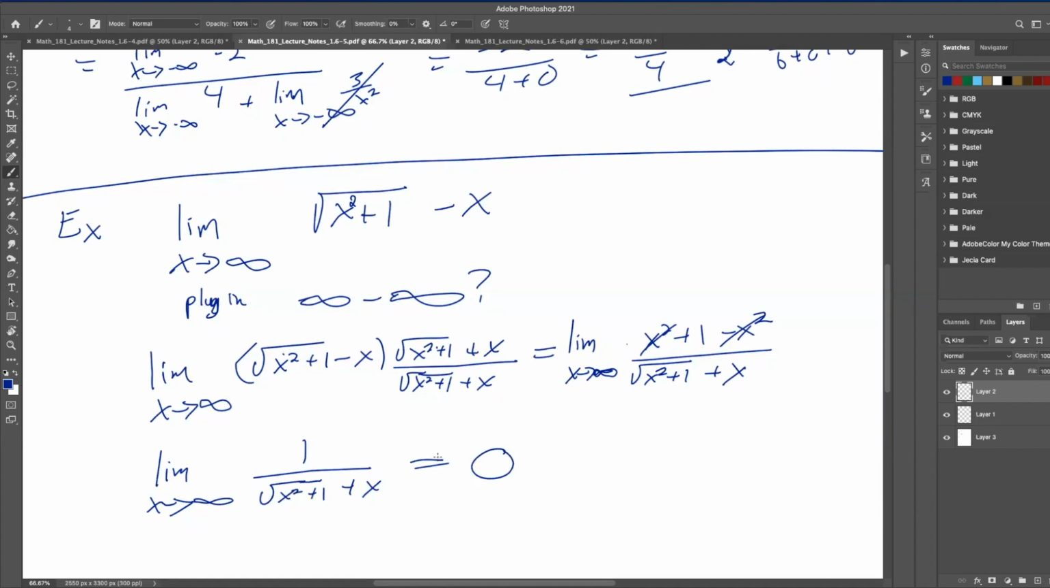So let's finish our limit class, our limits and stuff, by looking at a bunch of these. I'll let you write this down, and then we'll do a bunch of them all at once to finish up the infinite part of it.